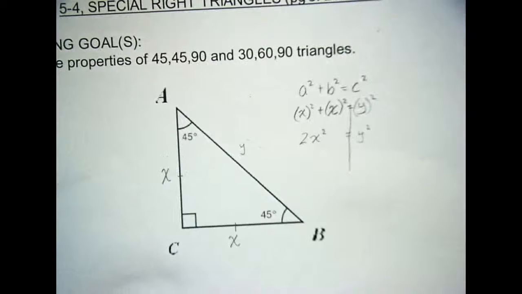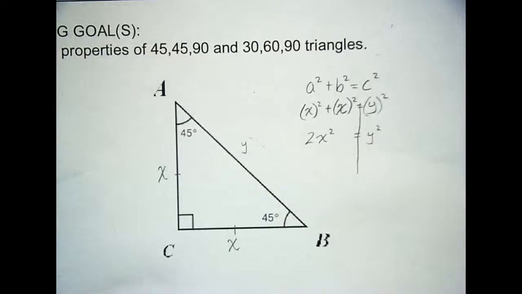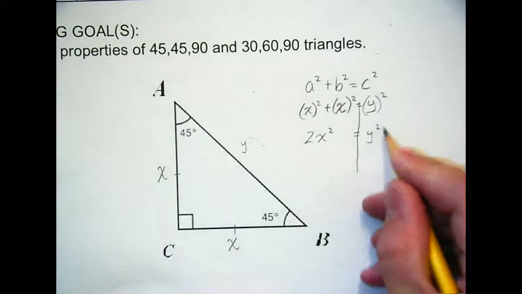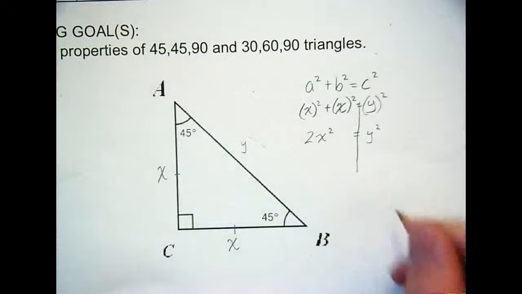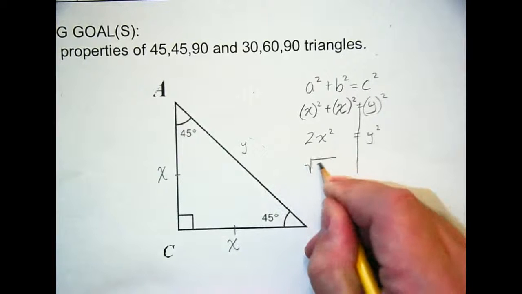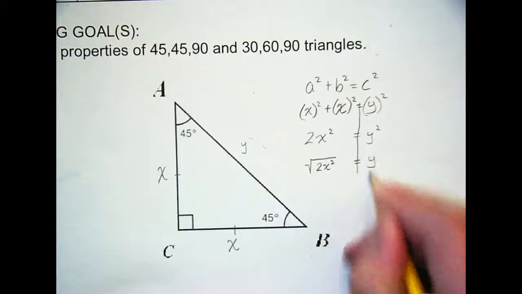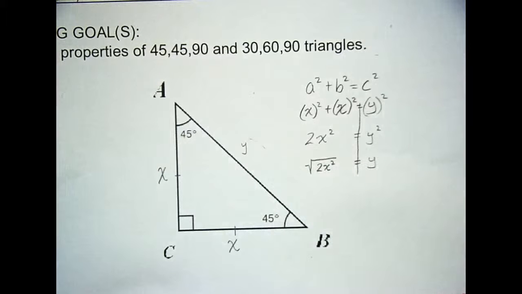Everyone agree? Okay. Now, if I want to get y by itself, what do I have to do there? Cameron? Yeah, I got to take the square root. I got to get rid of this squared. So we got to take the square root of the whole thing. So the square root of 2x squared equals y. Is everyone with me?